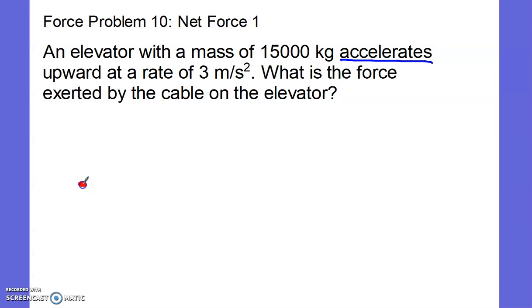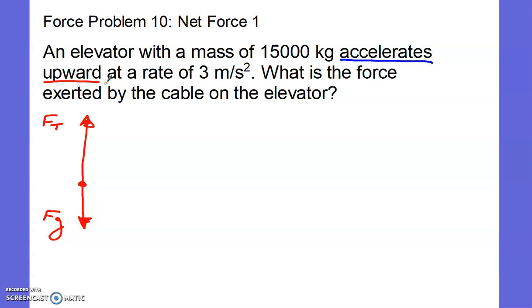We always have a gravitational force present. That's going to be down. There is no surface since it's an elevator being lifted up by a cable, so there's no normal force. There's also no friction. But since there is a cable, there is going to be a tension force, and that is upward. The tension force is going to be larger than the gravitational force since the direction of the acceleration is upward.